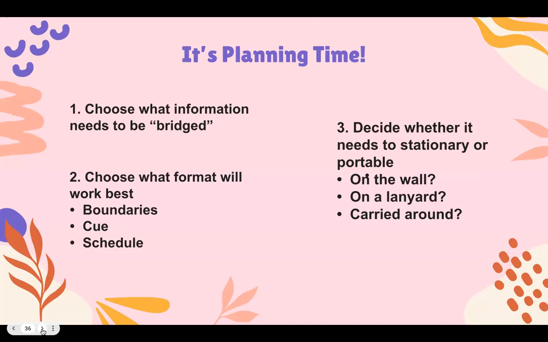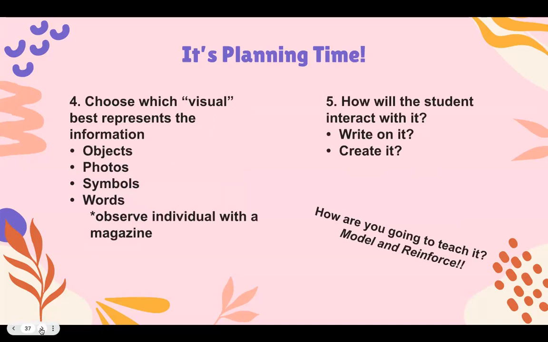Okay. You're going to figure out what type. Is it a boundary, a cue, a schedule? You decide whether it's going to be something that they need to have on them, right? Something that could be in their binder, it could be in their purse or pocket. I've even seen some kids have a bracelet with some cues for them. Is it on a lanyard? Or is it stationary? Is it just in a room, on a certain part, like you saw with those comfy corners?